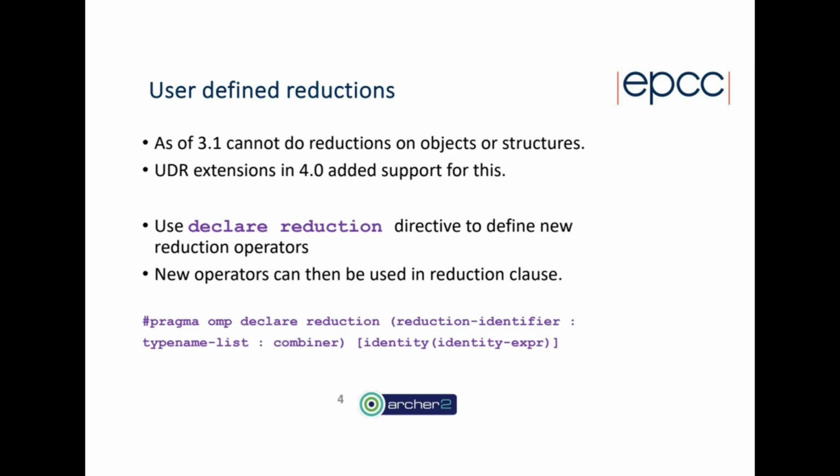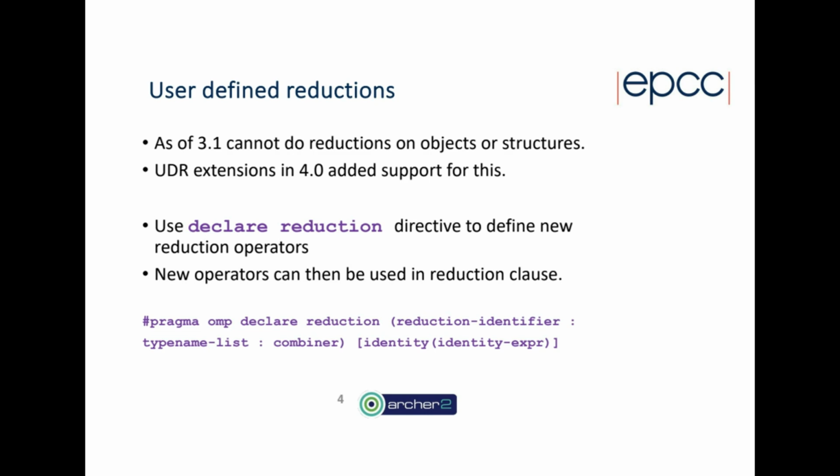Okay, so let's start off with user-defined reductions. This was added in 4.0. Prior to that, you were not able to do reductions on objects or structures. You were restricted to doing it on basic types or arrays of basic types. But what the user-defined reductions essentially allow you to do is define your own reduction operators, and then those new operators can be used in a reduction clause in the normal way.